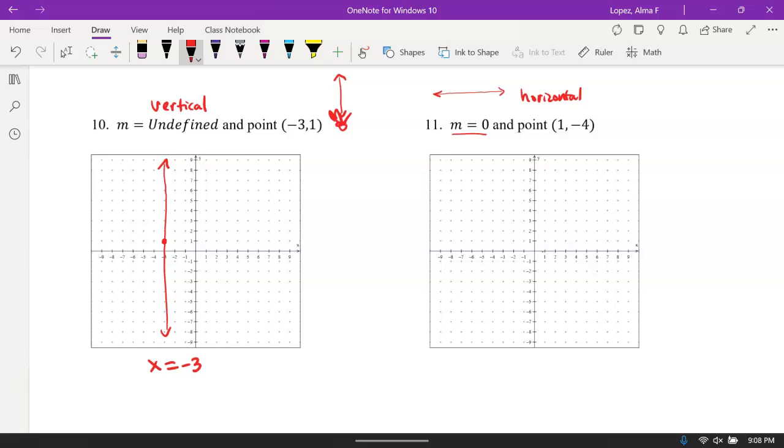Same thing over here. Go to the point 1, -4. I'm sorry, 1, -4. 1 down to -4. And we know it's a horizontal line because we know what those look like when they have a slope of 0. And did you notice, if I had drawn it better, every point is going to have a y of -4, and that's the equation there.